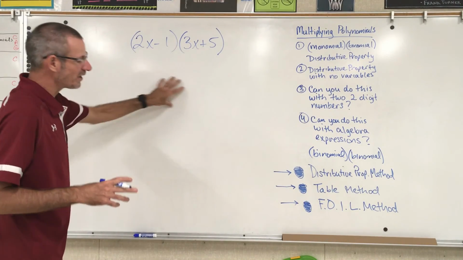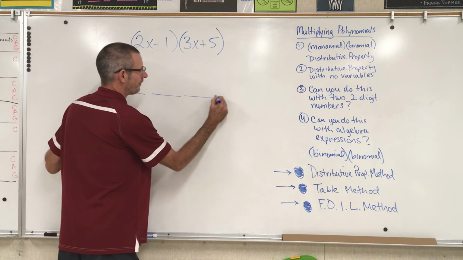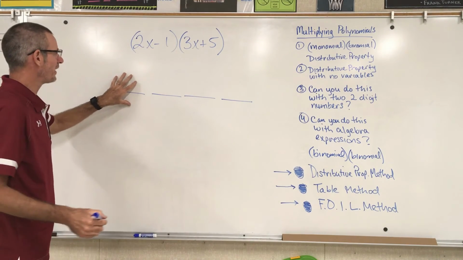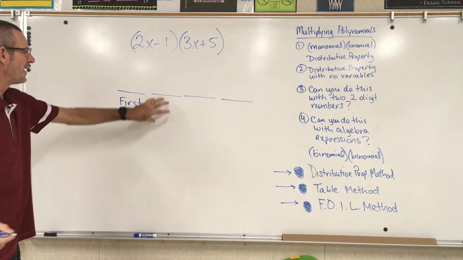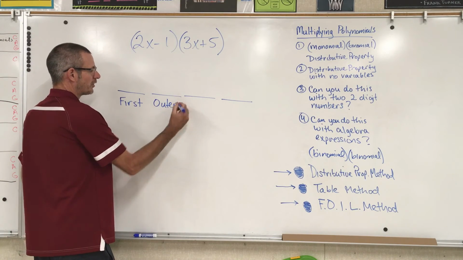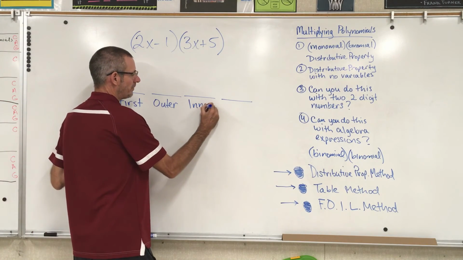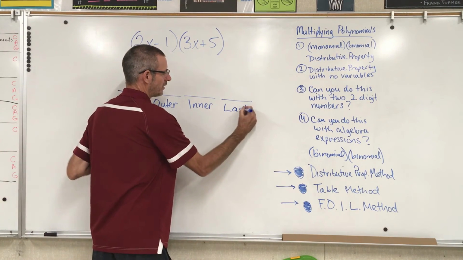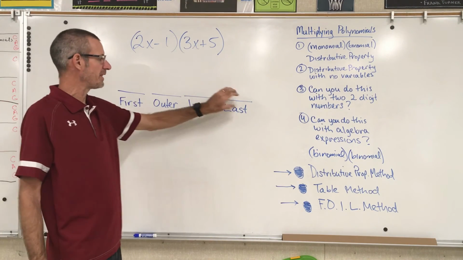And so why is it called the FOIL method? We're going to get 4 monomials when we're done multiplying these two binomials. The first monomial is going to be the product of the first terms. The second monomial is going to be the product of the outer terms. The third monomial is going to be the product of the inner terms. And the last monomial is going to be the product of the last terms. So we multiply the first terms, then the outer terms, then the inner terms, then the last terms.